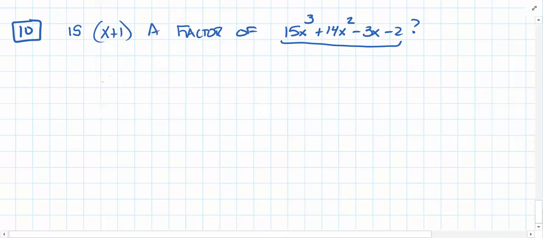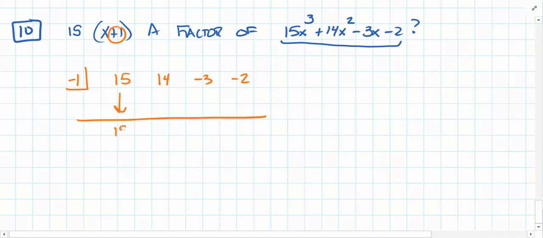I'm going to write down 15. I'm going to write down 14. I'm going to write down negative 3. I'm going to write down negative 2. Alright, so I'm going to bring down my 15 here and add this up. So 15 times negative 1 is negative 15. Add these up, I get negative 1.